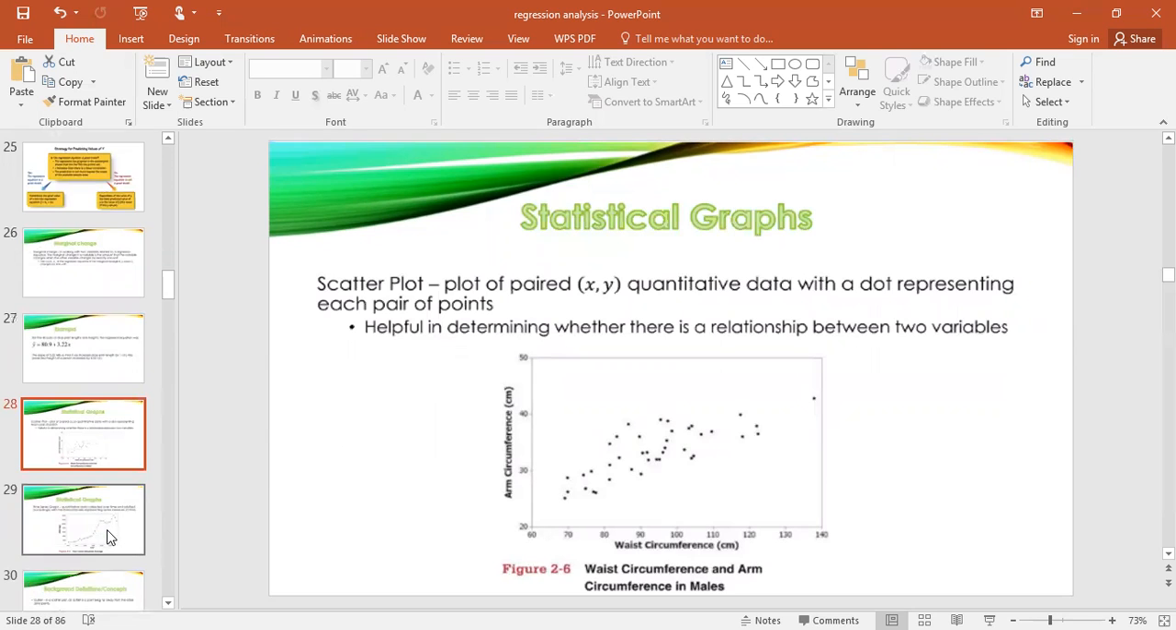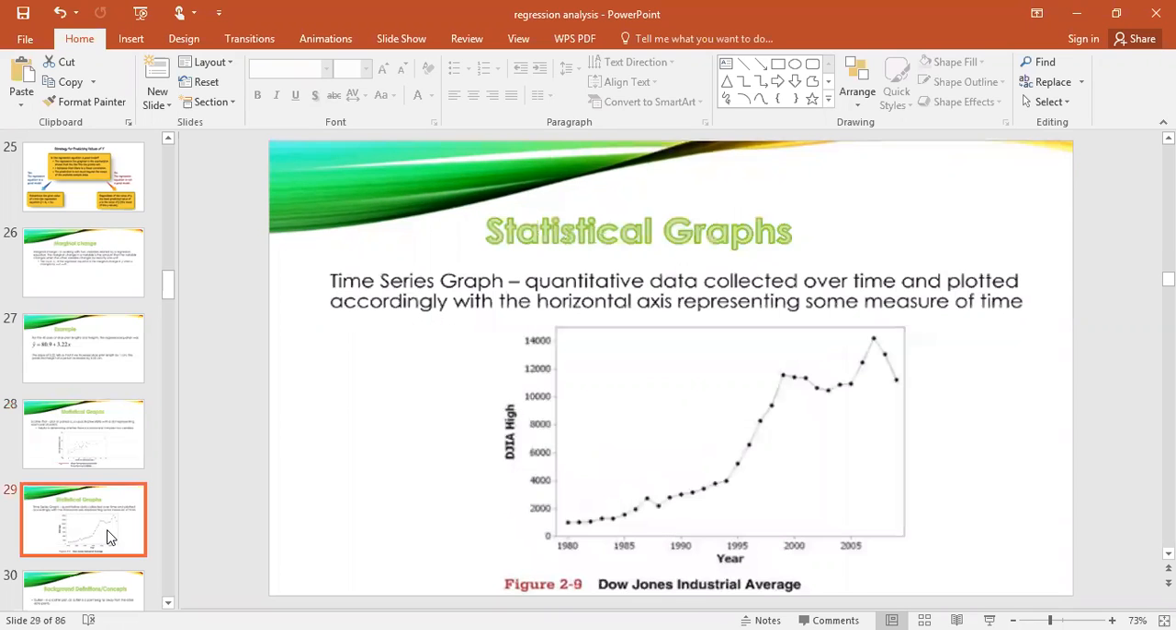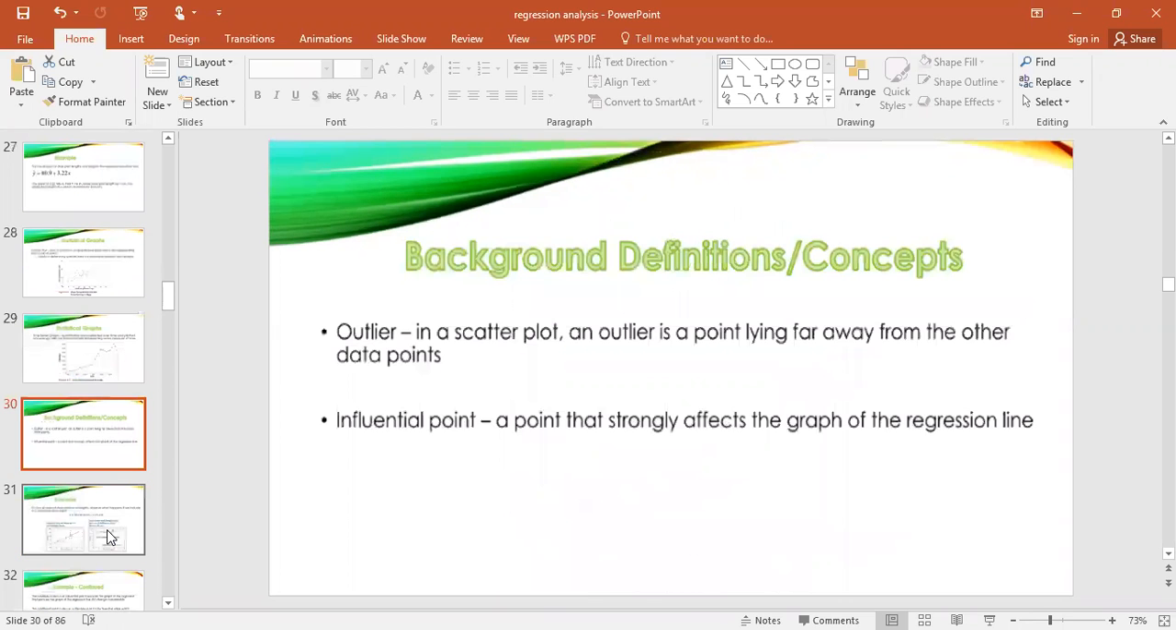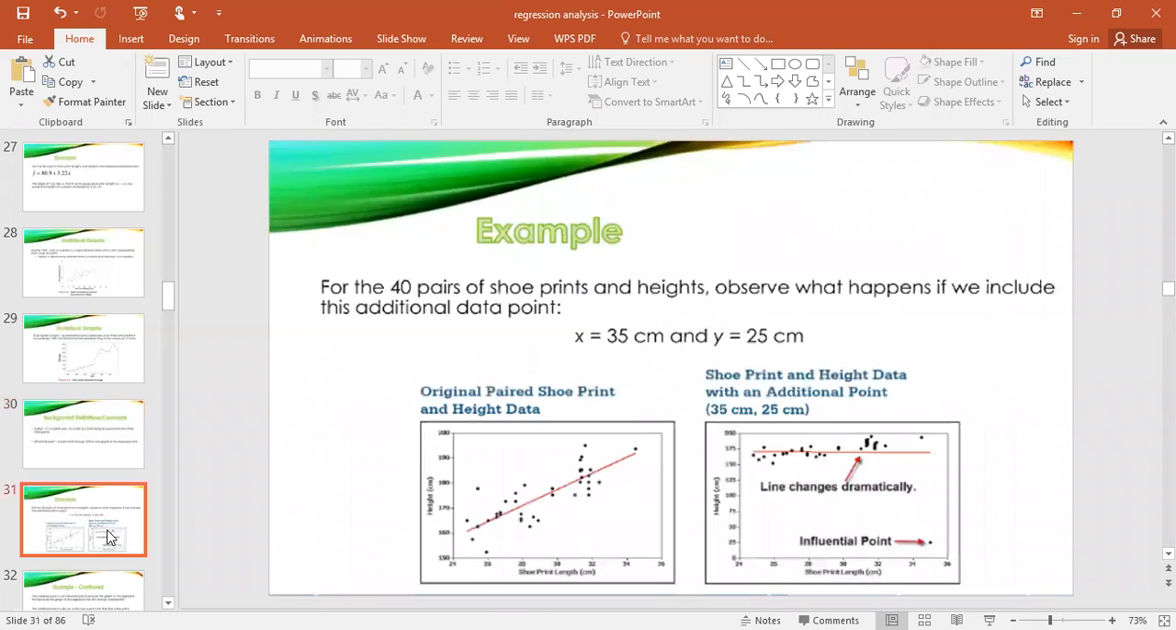Scatter plot. A plot of paired quantitative data with a dot representing each pair of points, helping in determining whether there is a relationship between two variables, such as weight and arm circumference. Time series graph. Quantitative data collected over time and plotted accordingly with a horizontal axis representing some measure of time. Background definition concept. Outlier. In a scatter plot, an outlier is a point lying far away from the other data points. Influential point. A point that strongly affects the graph of the regression line.